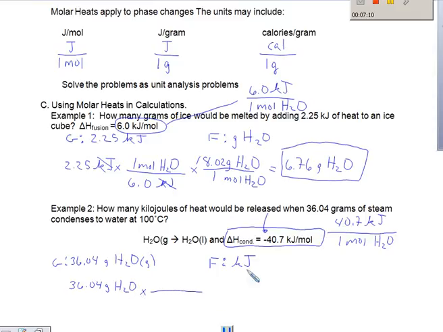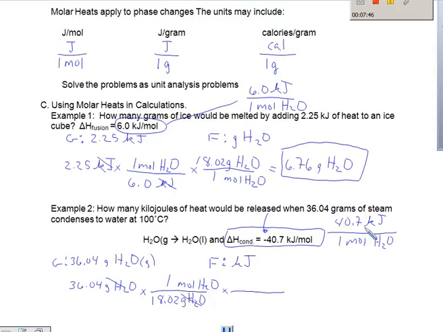We're trying to get to kilojoules, and we have this conversion factor here. We can go from grams to moles. So we've got to get over to moles first. So we're going to have grams of H2O, and we're going to convert that to moles of H2O. So for 1 mole of H2O, we use our periodic table. We have 18.02 grams of water. So we've canceled out our grams of water. We're over to moles of water.